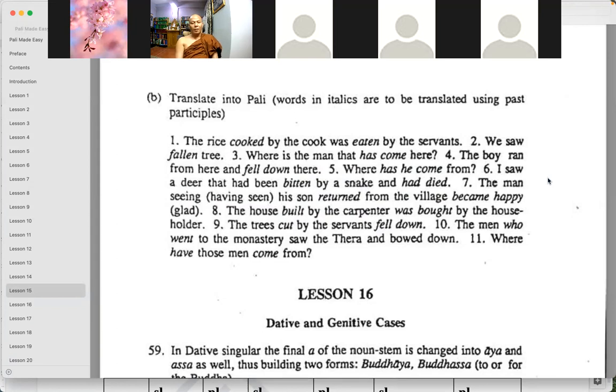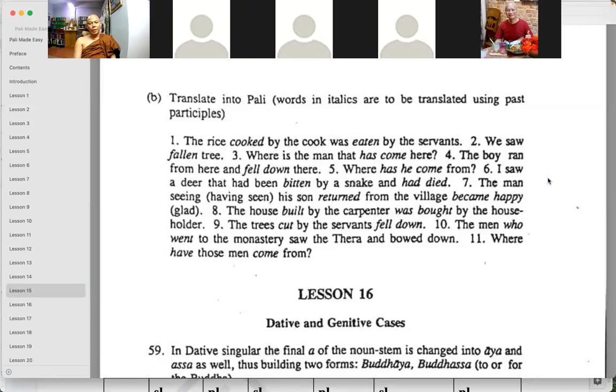And then now number 3: where is the man that has come here? That also should be in italic form: has come. Okay, now who?